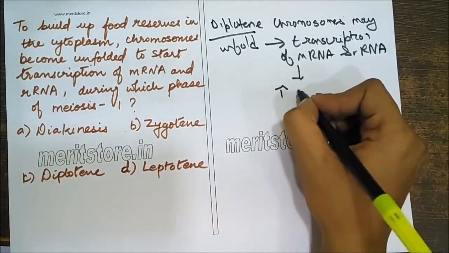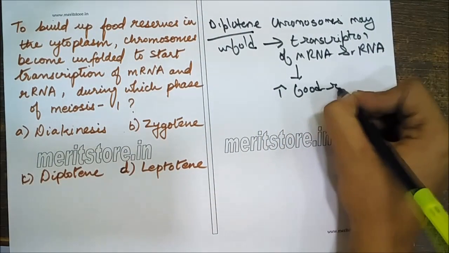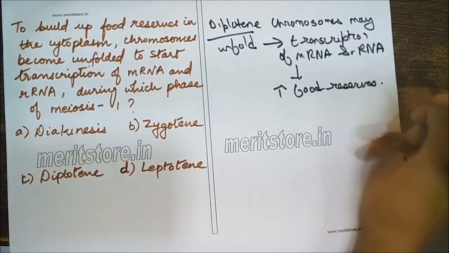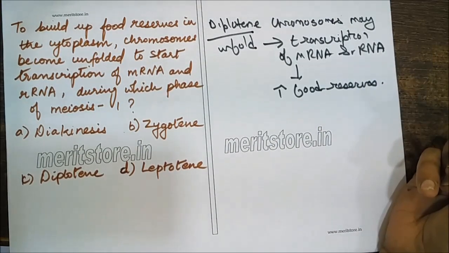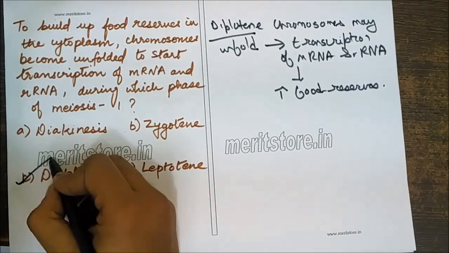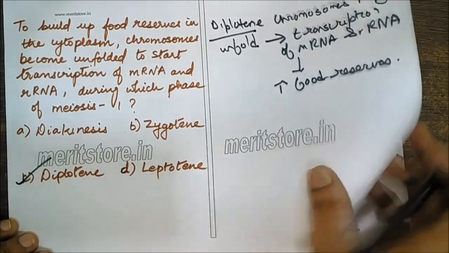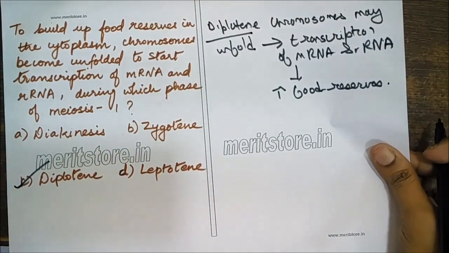Now this step is taken to increase the food reserves. This process is basically found in oocytes of amphibians, reptilia and aves. So the correct option is C. Next question.